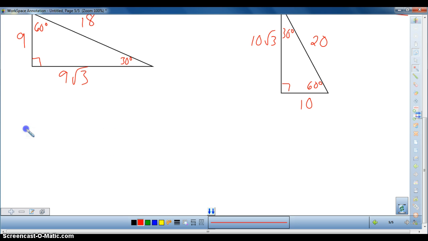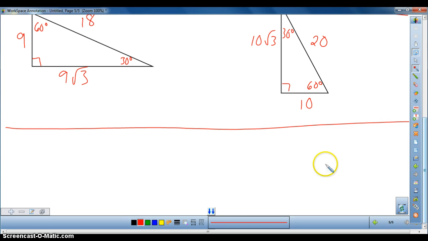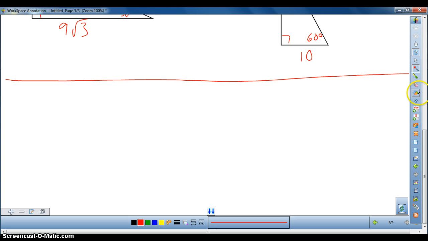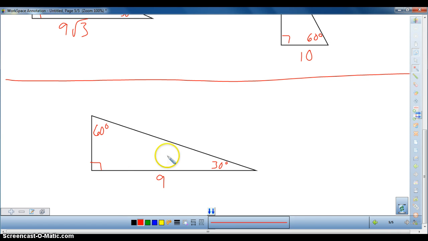Now, not every one of these problems will be this easy. So we're going to go ahead and draw another 30, 60, 90 triangle. That'll come up here in a second. I want you to copy down. If you need to pause, please do. Magic, there's my picture.